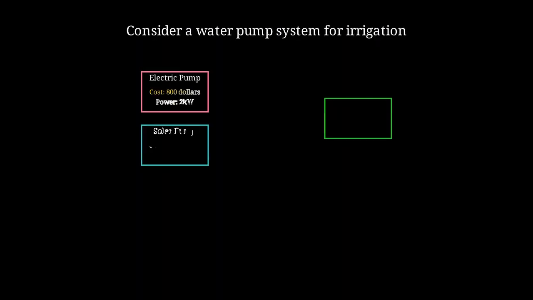Let us conduct a rigorous numerical thought experiment, comparing real versus ideal performance across multiple metrics. Consider a water pump system for irrigation as our case study. Compare three approaches: electric pump at $800 and 2 kilowatts, solar pump at $400 with no grid power, and gravity-fed system at $100 with zero power, approaching ideal.